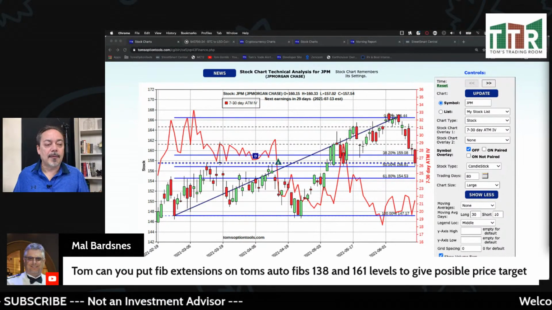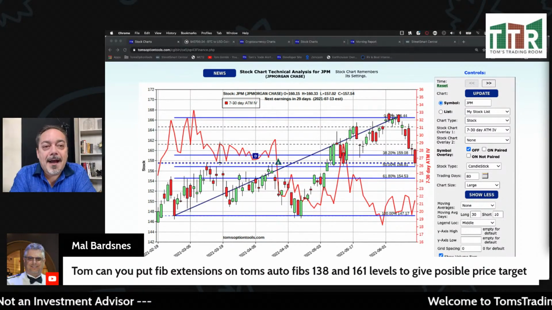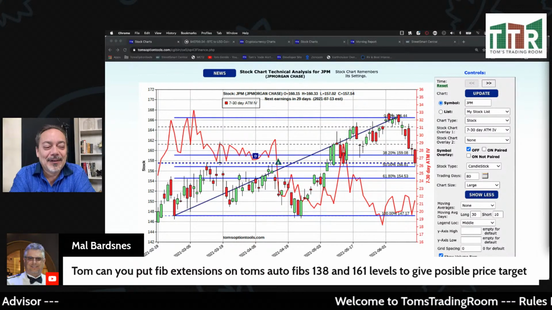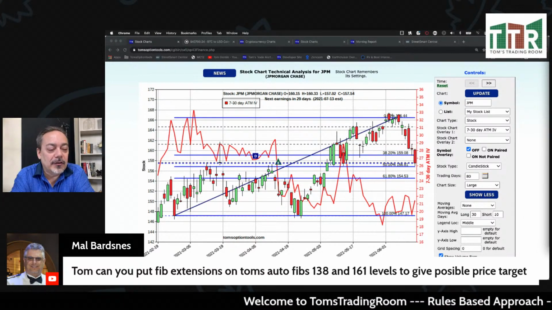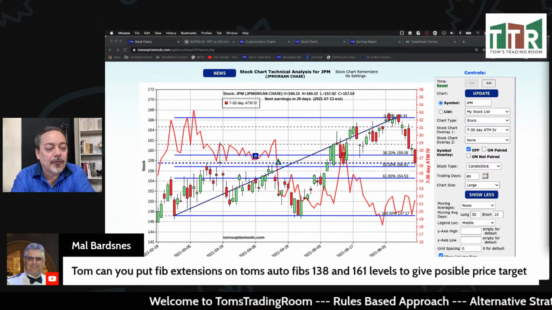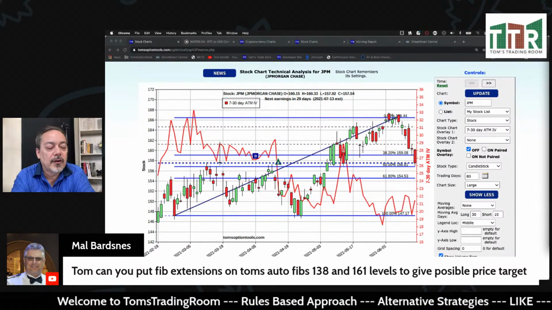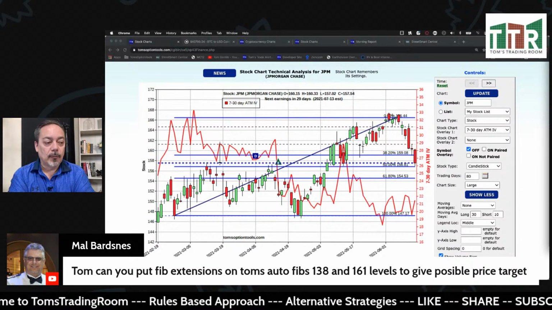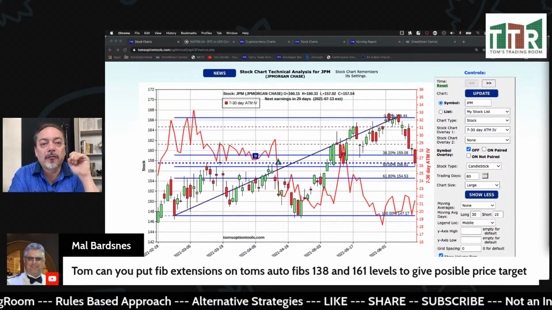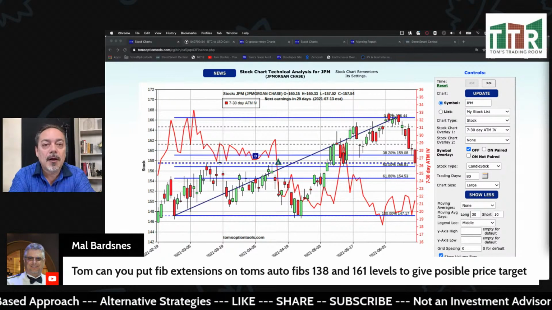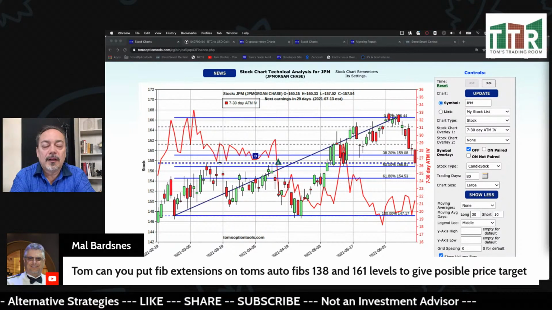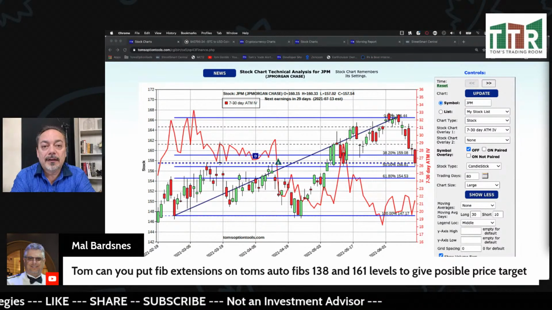Let's look at one more comment here. Mal, good to see you there. Hey, listen, you got a question here. Can you put fib extensions on Tom's auto fibs 138, 161 levels to give a possible price target? We are going to make that available. It's going to take some time, but eventually we'll have the extension stuff there. We will add that as part of the tools.